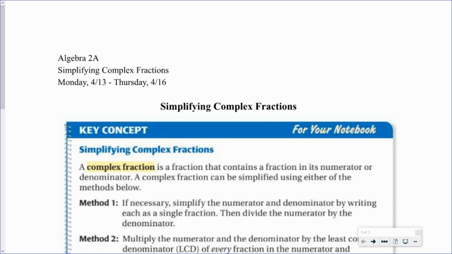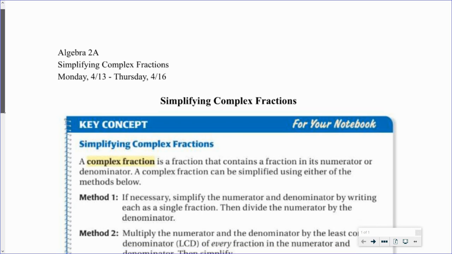What is a complex fraction? Well, a complex fraction is a fraction that contains a fraction in the numerator or denominator. A complex fraction can be simplified using either of the methods below. So these are two options that you have.